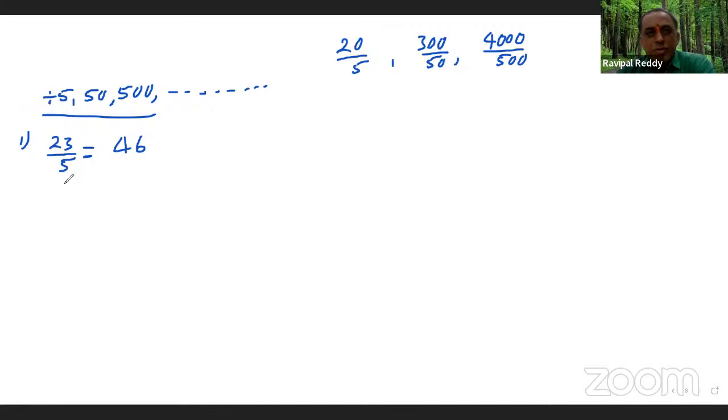Then count the number of digits in the denominator. In the denominator, how many digits are there? Only one digit. So put a point after one digit from the right side. 4.6 is the right answer.